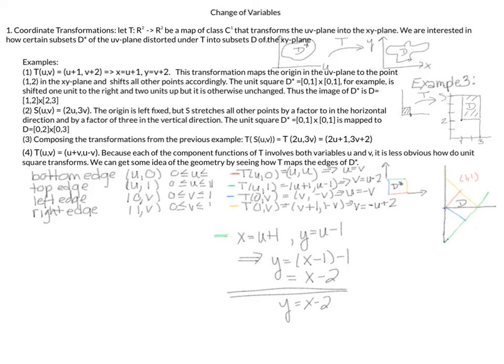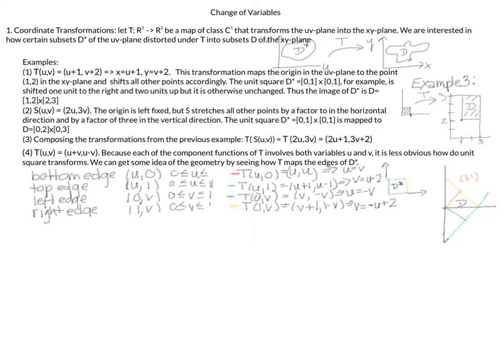So this green line then gets mapped to the line y equals x minus 2, so I come down 2 units, and then I have the slope of 1. I have this line here, which is parallel to the red line. Continuing on to the left edge, that will be where u is equal to 0, and v goes from 0 to 1. Then I can plug 0, v into my transformation, and I'm going to get v, negative v. In other words, I get the line x is equal to negative y, or u is equal to negative v. So that is this line here, x is equal to negative y, the blue line.